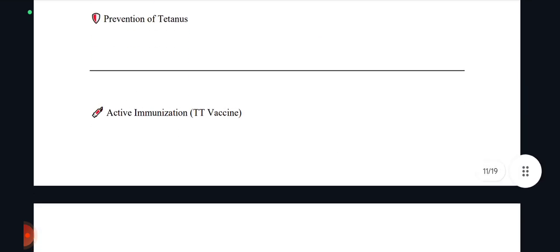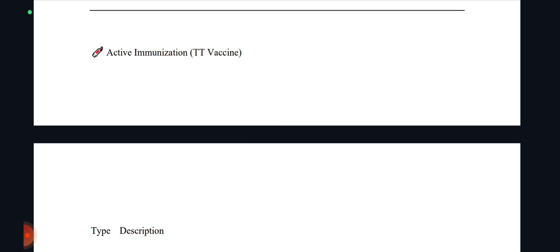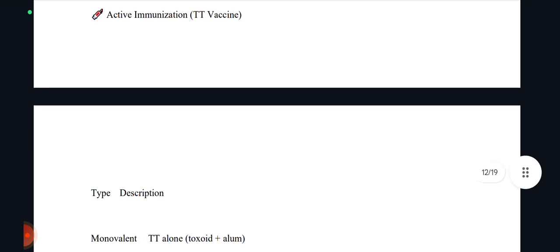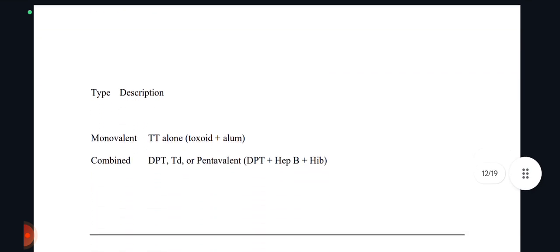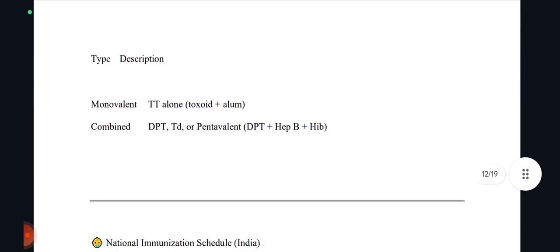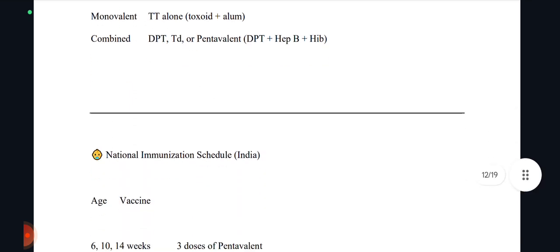Now the prevention of tetanus: we have discussed the HTIG and ATS. Other than this, we have the TT, which is the most common vaccine in the national immunization schedule as well. It is in two forms: monovalent TT alone, where toxoid is given with alum, and it can be combined with diphtheria and pertussis, given as DPT, and TD, tetanus and diphtheria, or pentavalent, in which diphtheria, pertussis, tetanus, hepatitis B, and Haemophilus influenzae B vaccines are given.